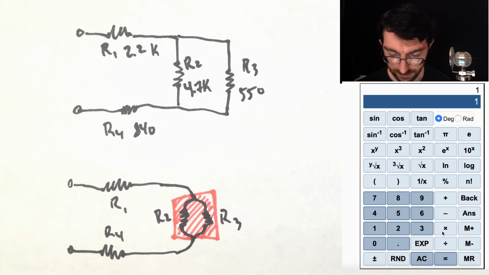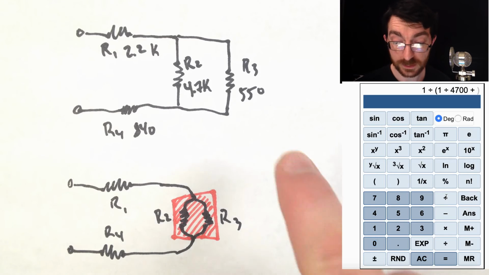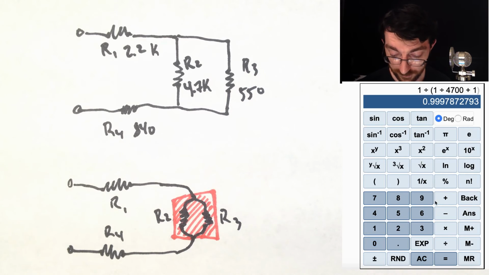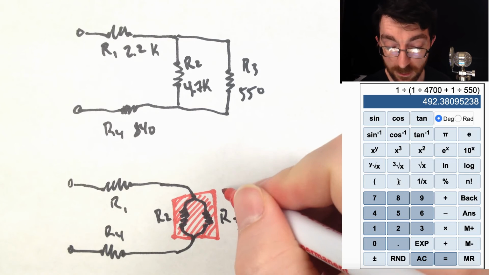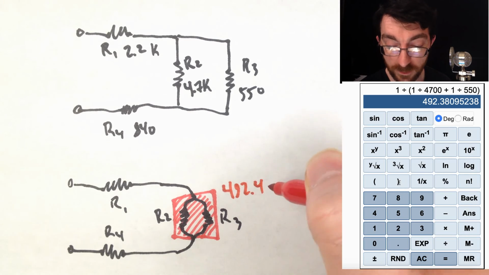1 divided by... okay, what are their resistances? Got 4.7 thousand, so 1 over 4,700 plus 1 over 550. Okay, so we ended up with 492.4. That would be the resistance of that.